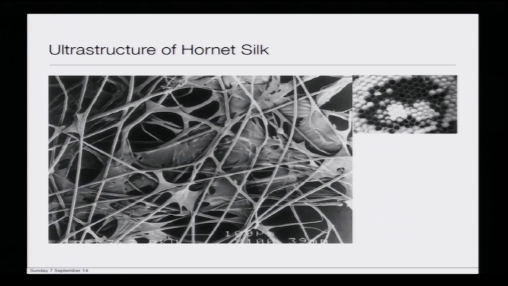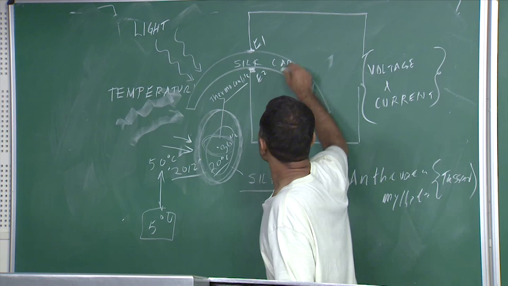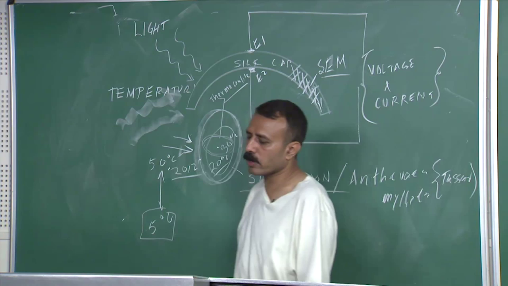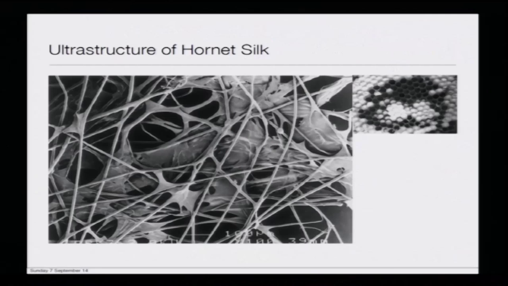Now, if you look at the ultrastructure, I was telling you I will show you the ultrastructure. This is how the ultrastructure of the silk looks. It is a meshwork, taken as a scanning electron microscopic picture, which gives you an idea that it is almost like a porous membrane. On the right hand side you will see the hornet nest in black and white. We took those white caps, sections were made, and these pictures were taken.